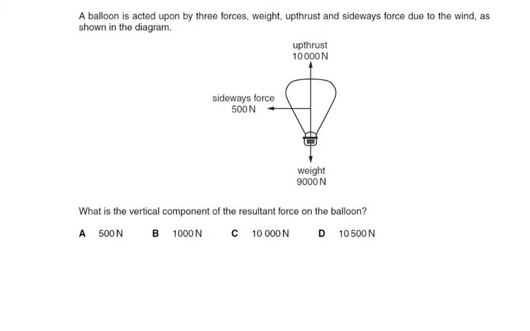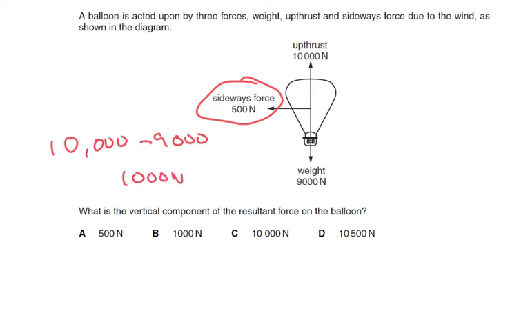Okay, number 4. A balloon is acted upon by 3 forces: weight, upthrust, and a sideways force due to the wind, as shown in the diagram. What is the vertical component of the resultant force on the balloon? Well, the sideways force is only acting in the horizontal, so largely we can ignore it. We just want to look at the upthrust and the weight. Well, upthrust is 10,000, the weight is 9,000, so the difference between the two is going to be our resultant. So 10,000 minus 9,000 is 1,000 newtons, which is B.